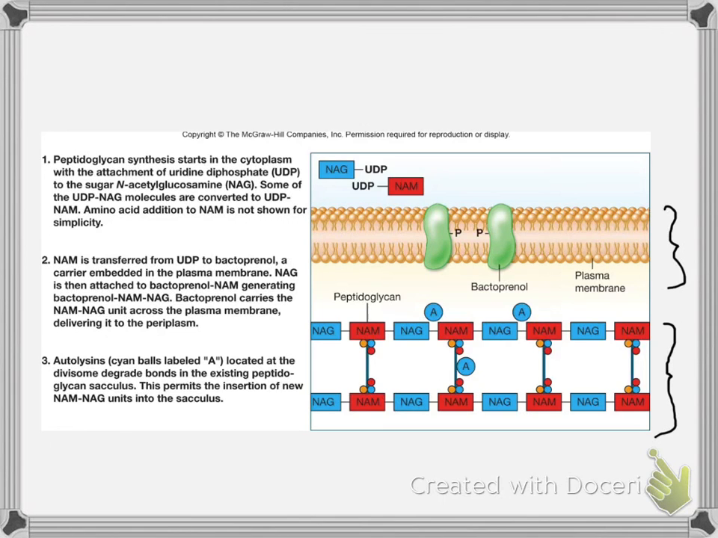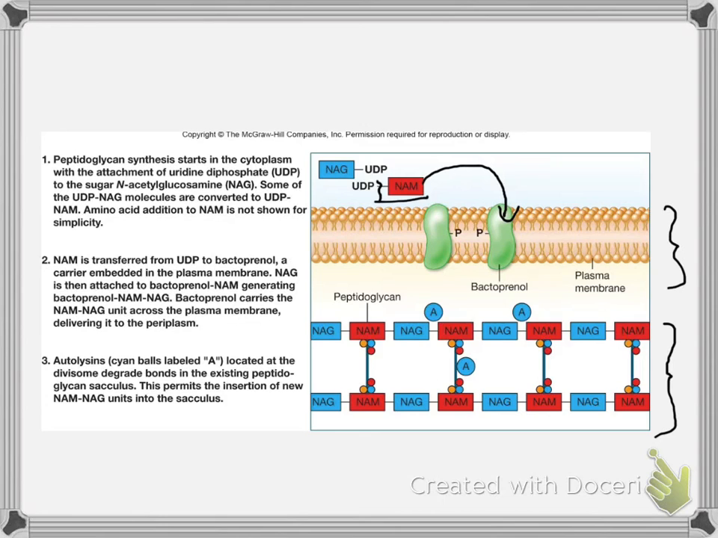And so the NAM, let's just do the NAM first. We'll do this one, all right? It is going to be transferred to something called bactoprenol, and we will lose the uridine diphosphate. And so the uridine diphosphate is going to transfer the subunit of our peptidoglycan, in this case the NAM, the same is true for the NAG, to the bactoprenol, all right? The bactoprenol then is going to carry this NAM-NAG unit. So they're going to carry those across, and deliver it to the periplasm.